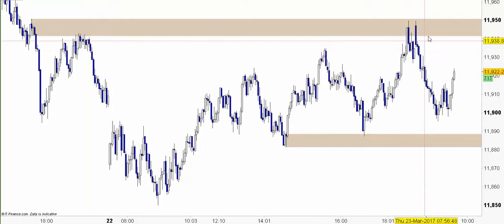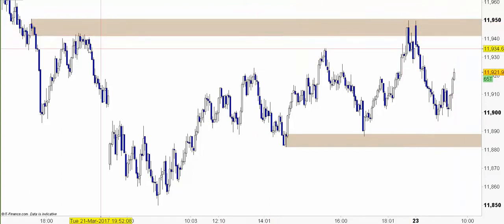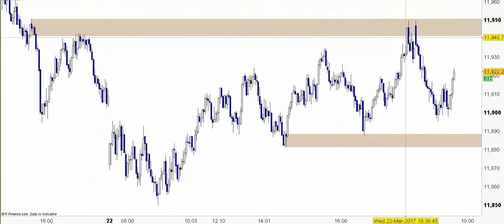So I definitely would not trade this zone for a third time, because you've got to assume that all the orders are now gone. Now you can see here as well that when we first originally tested it and we sold off, we come back to it and we go deeper into the zone, we almost actually clear the zone.